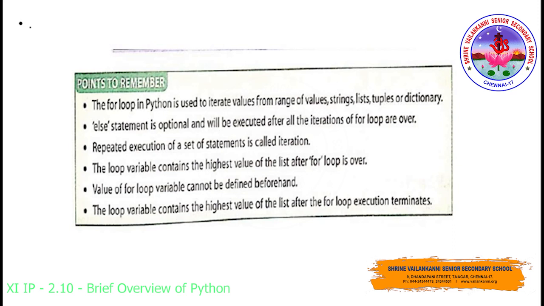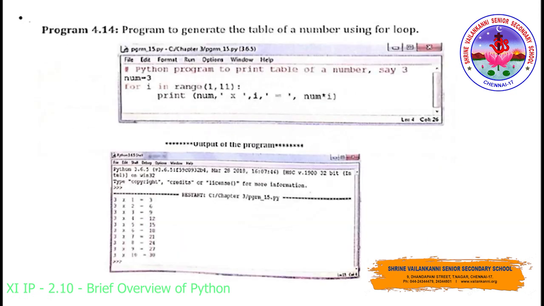The loop variable contains the highest value of the list after the for loop is over. The for loop is a definite loop, and it can execute only for a specified number of times. You would have understood this from this particular example. I have told you for loop is a definite loop because we specify in advance how many times the loop has to be executed.